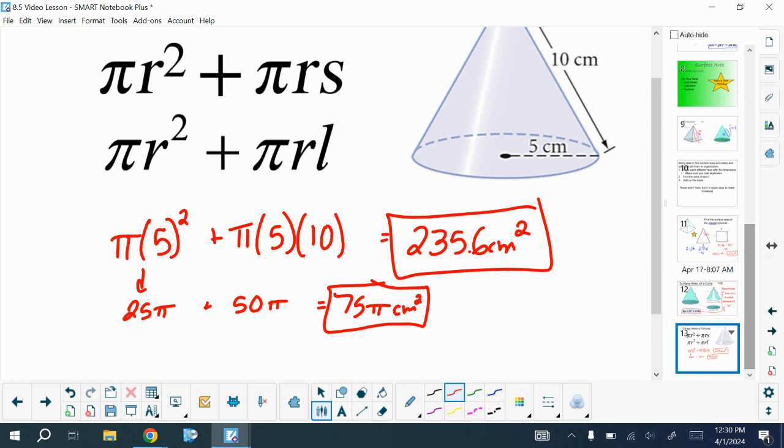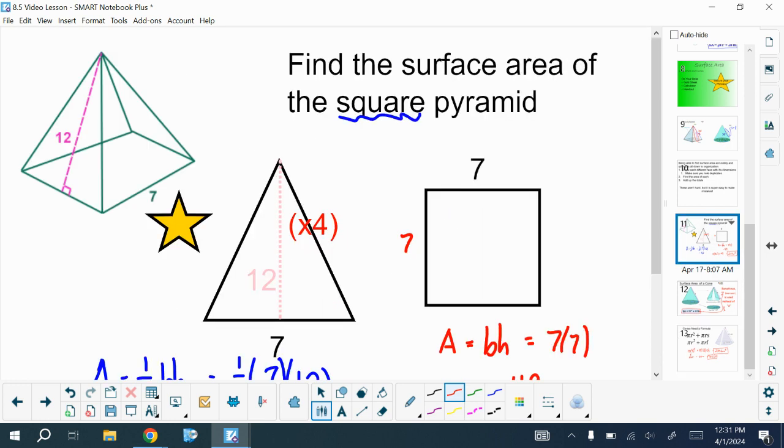So that's how to find the surface area of pyramids and cones. The pyramid, the base might be different, but it'll either be a square or a regular shape of some sort, like a regular octagon, regular hexagon, something like that.